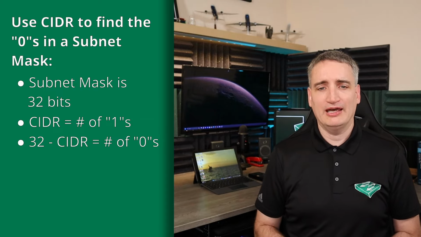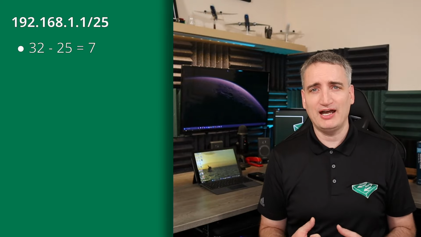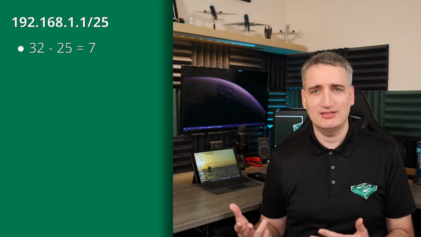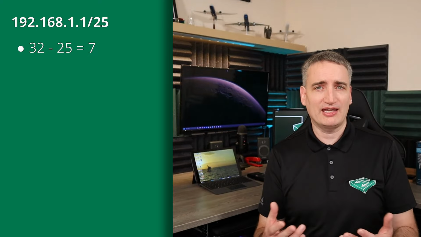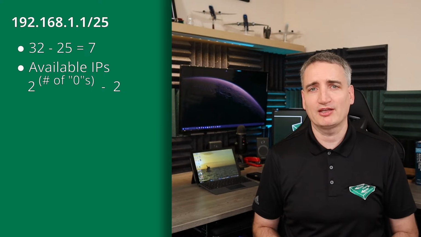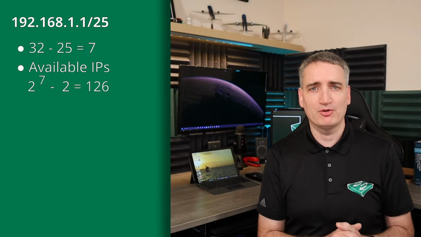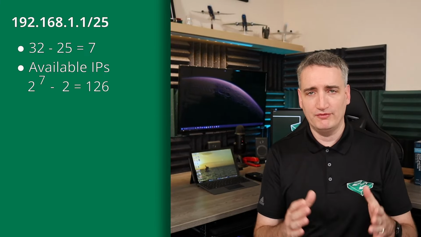All right, now let's say we have another IP address here. Let's look at 192.168.1.1, probably your home router IP, slash 25. Okay, 32 minus 25, that's going to be 7, so there's going to be 7 zeros. So using the CIDR notation to find the number of zeros, we just simply plug that into our subnet equation of 2 raised to the power of the number of zeros in the subnet mask, and then subtract 2, and we get our number of usable IPs.